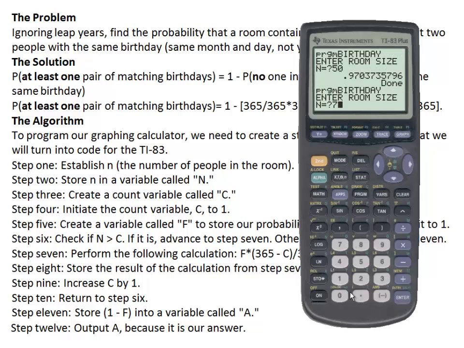One last calculation, one last value. What happens if you have 70 people in the room? That's not too big of a room, but a fairly big room. Wow, 99.9% chance of having 2 people in the room with a matching birthday. That's pretty impressive.